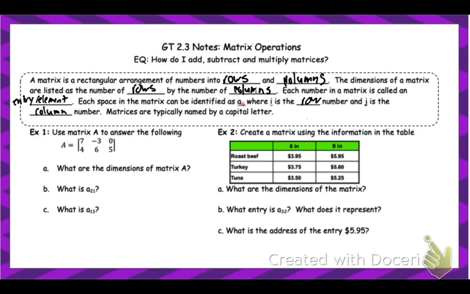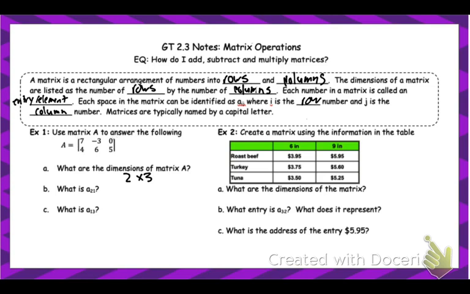So down here in example 1, matrix A. So capital letter A, and this is showing us the example of what a matrix looks like. There are 2 rows and 3 columns. So that's a 2 by 3 matrix. It's hard to see the notation there, but it's got those square brackets around it.